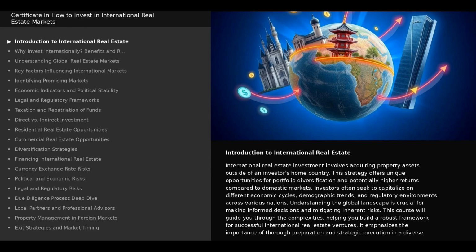Understanding the global landscape is crucial for making informed decisions and mitigating inherent risks. This course will guide you through the complexities, helping you build a robust framework for successful international real estate ventures. It emphasizes the importance of thorough preparation and strategic execution in a diverse global market. Embracing a global perspective can unlock significant value.